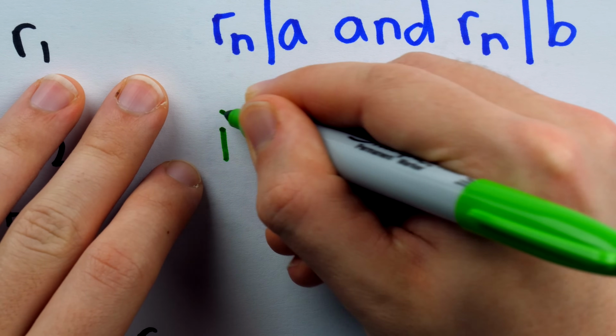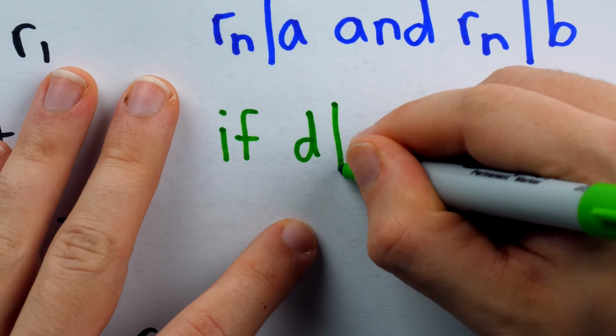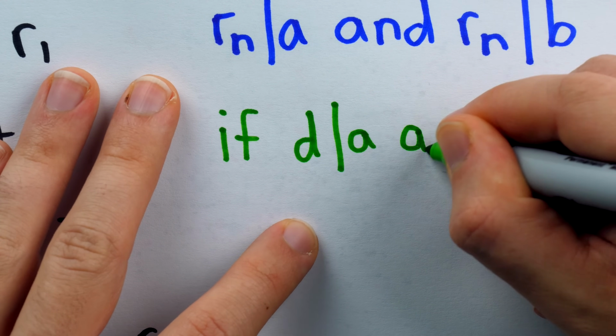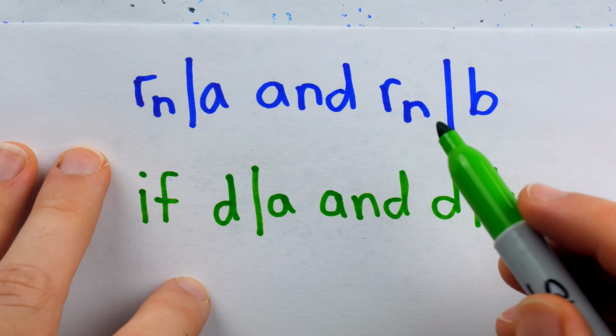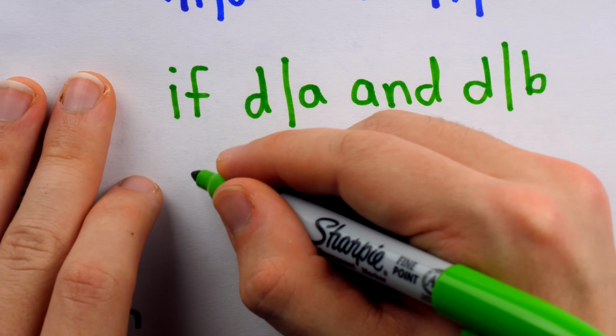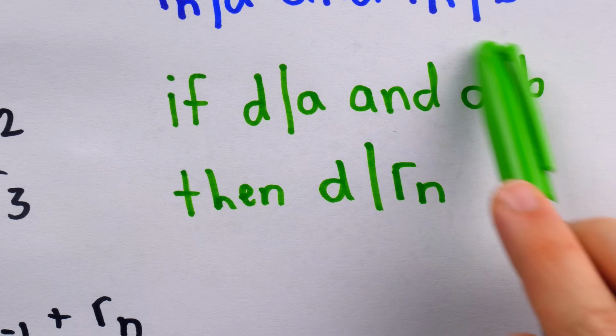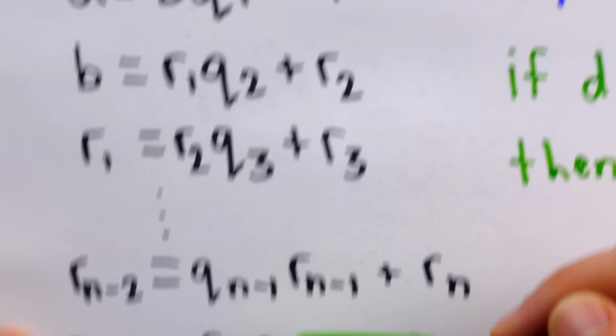The other thing we need to prove is that any other common divisor of A and B, say D divides A and D divides B, any other number that is a common divisor must also divide Rn. Hence, it can't possibly be greater than Rn. And indeed, we know this is true as well by looking at these equations going from top to bottom.